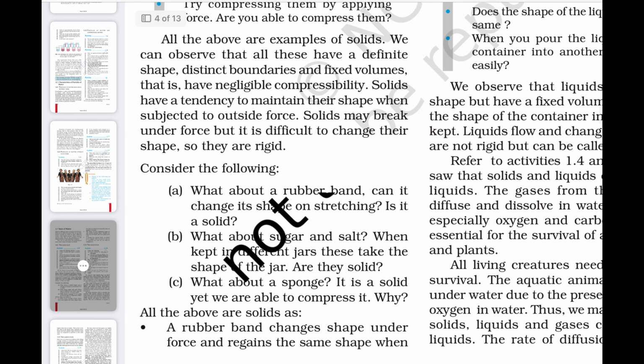So here are some questions. The first question is, what about a rubber band? Can it change its shape on stretching? Is it a solid?